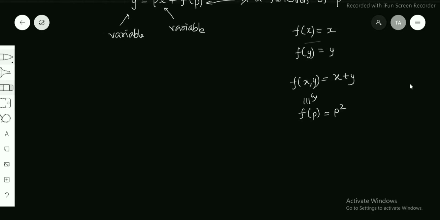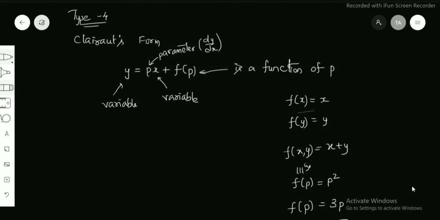Similarly, if I have 3p also, that also is a function of p with constant 3 there. Like this also we can write square root of 3 by p. This is also a function of p. Now suppose you have a by p. This is also a function of p where a is constant. Okay, that is what we are trying to say in the Clairaut's form. f of p is a function of p.